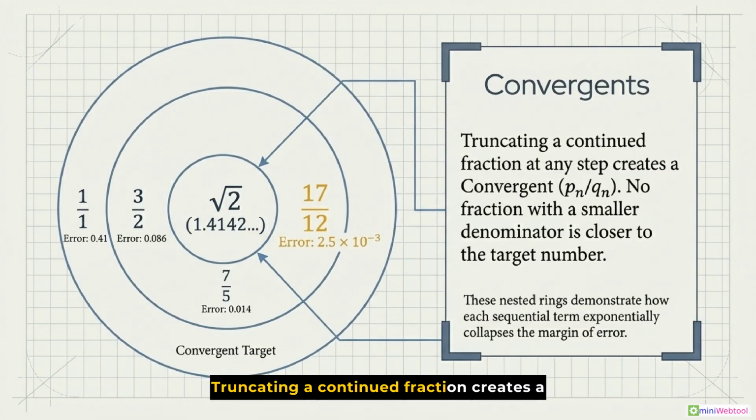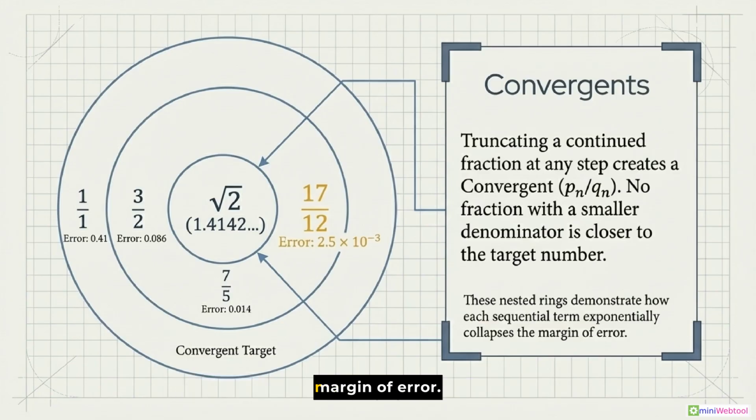Truncating a continued fraction creates a convergent. These convergents, such as 17/12 for the square root of 2, are the best rational approximations. Each sequential term exponentially collapses the margin of error.